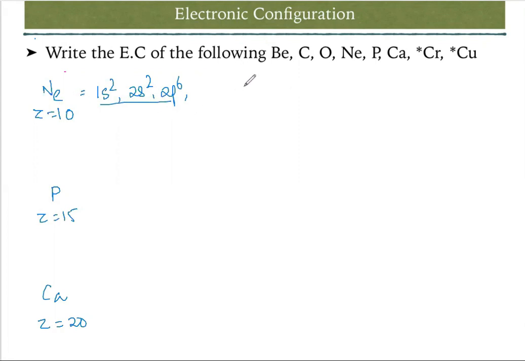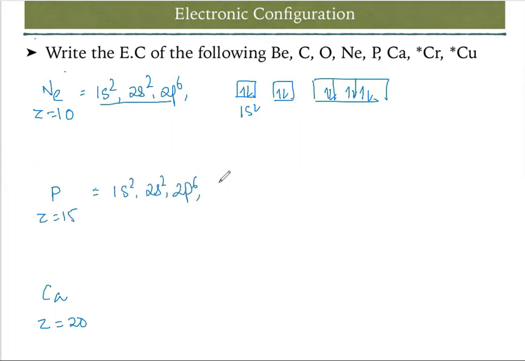In terms of box, you can do that is 1s2, this is 2s and 2p. So 1, 2, 3, 4, 6 plus 4, 10. For phosphorus, again 1s2, 2s2, 2p6, 3s2, 3p3. And in terms of box, what is the nearest noble gas? That is neon. So neon electronic configuration, that is 10, neon 10. So this part is done.